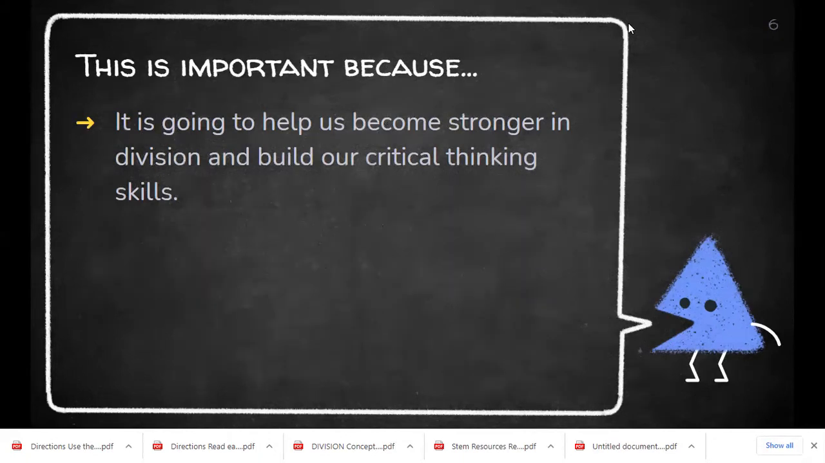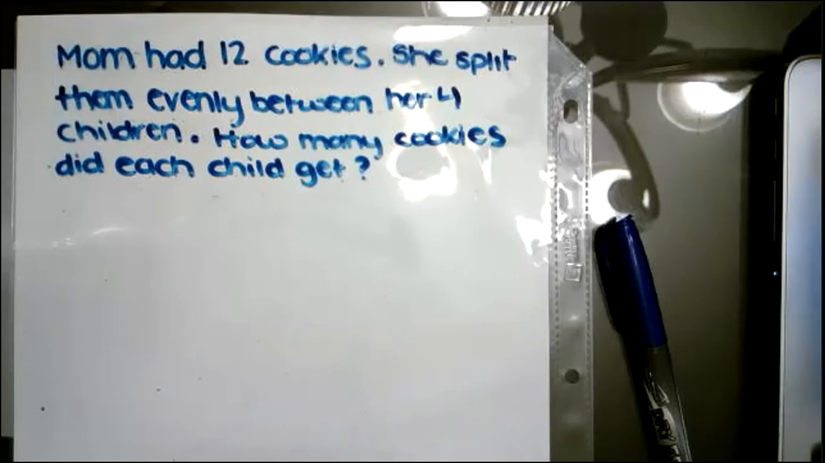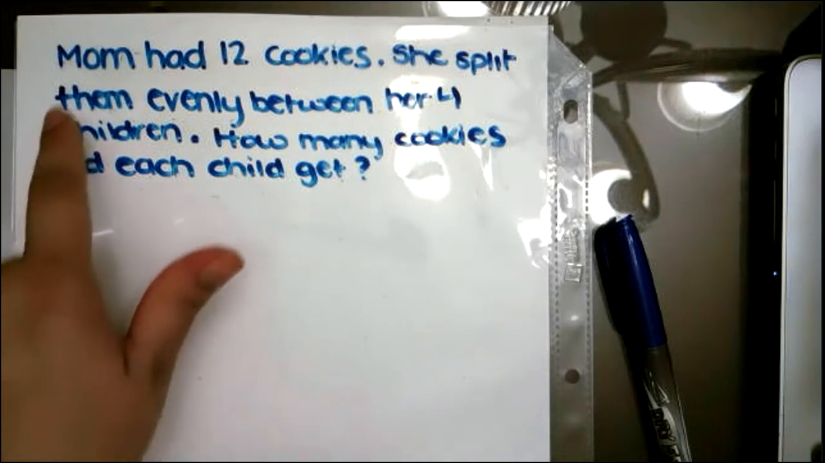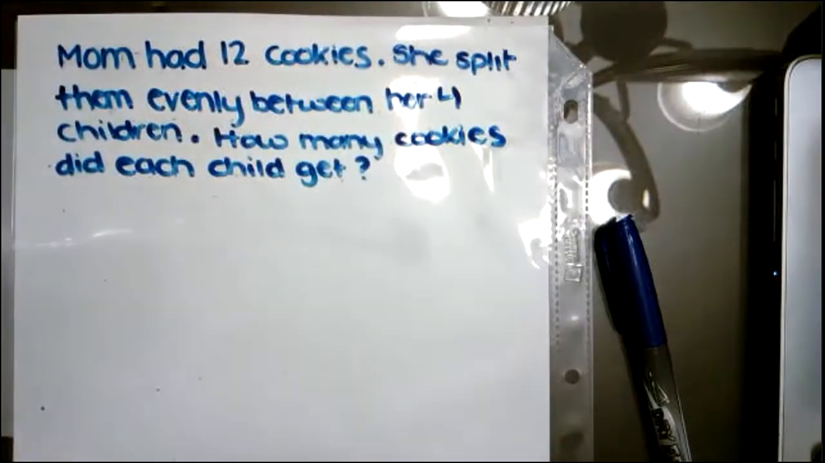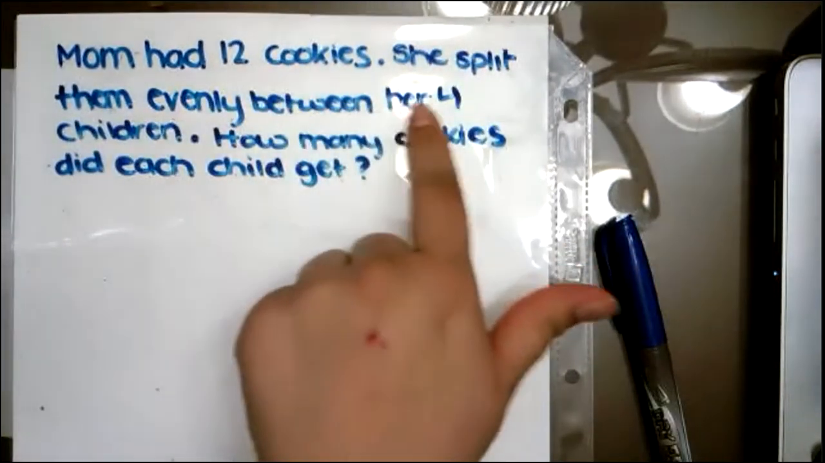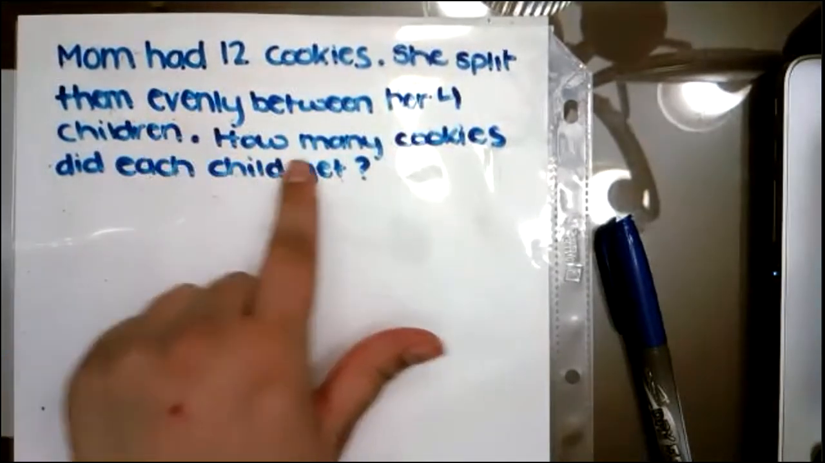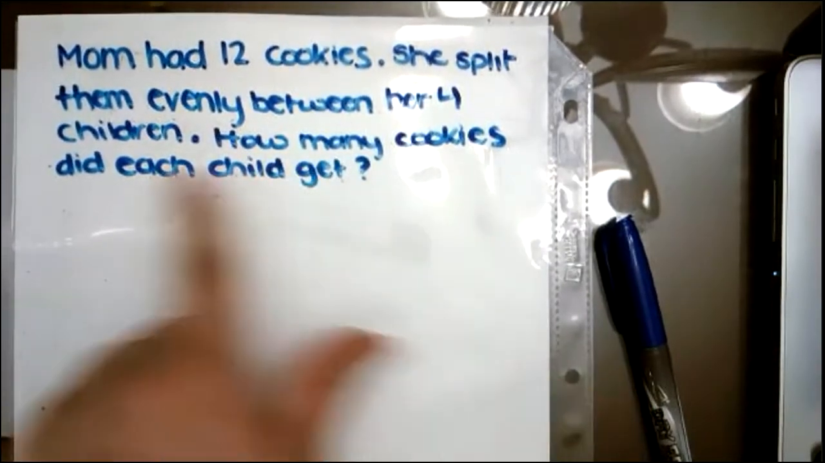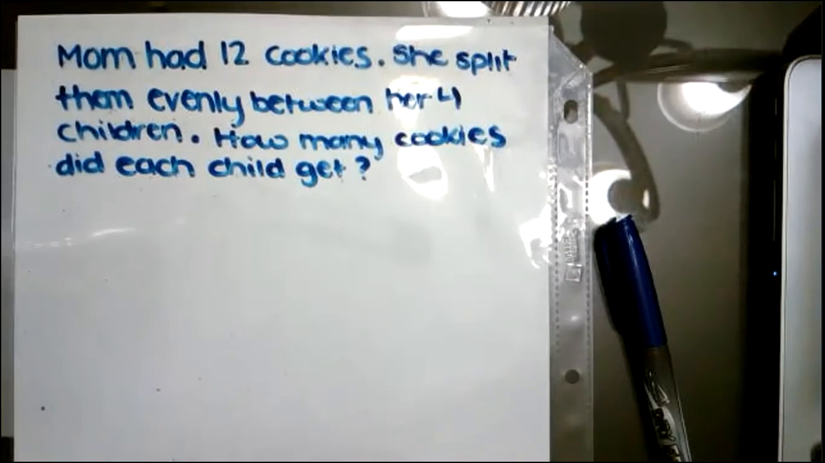So we're going to go over some examples. All right, so we're going to do our first example. Listen as I read this word problem and try to figure out how we can use an array to solve it. Mom had 12 cookies. She split them evenly between her 4 children. How many cookies did each child get?